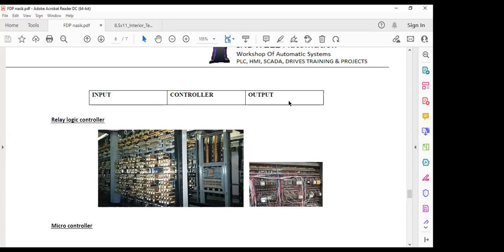Very first, when industry started, obviously it was all manual operation, correct? Manual operation means there also we had inputs, we had outputs, and we had a controller. But who was the controller? A man was the controller, correct? A man was taking decision. What is the role of a controller? A controller will monitor the system and will take decision also.